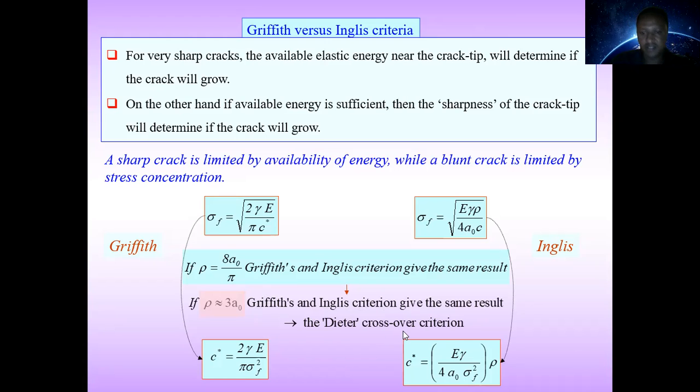The other crossover criteria, that is, C*, which is the critical crack length, is equal to 2γE over π σ_f squared. And according to Inglis, it is E γ over 4 a_0 σ_f squared, where ρ is the radius, or the crack radius.